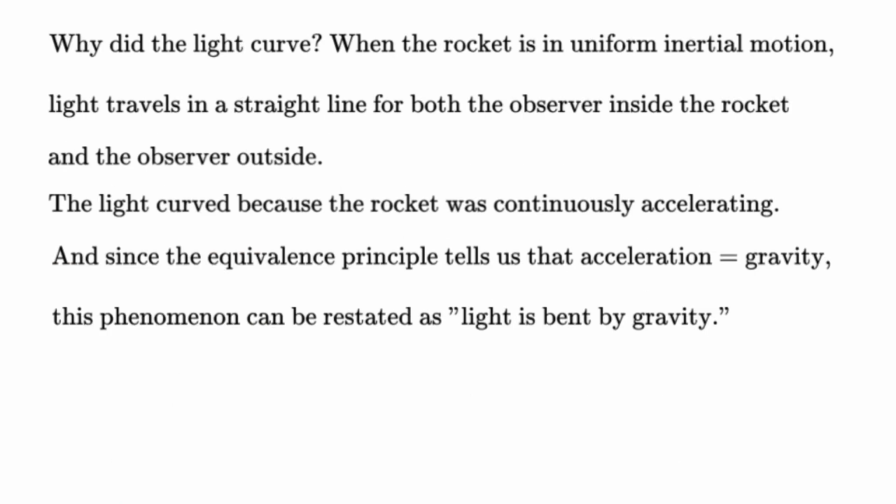Why did the light curve? When the rocket is in uniform inertial motion, light travels in a straight line for both the observer inside the rocket and the observer outside. The light curved because the rocket was continuously accelerating, and since the equivalence principle tells us that acceleration equals gravity, this phenomenon can be restated as: light is bent by gravity.